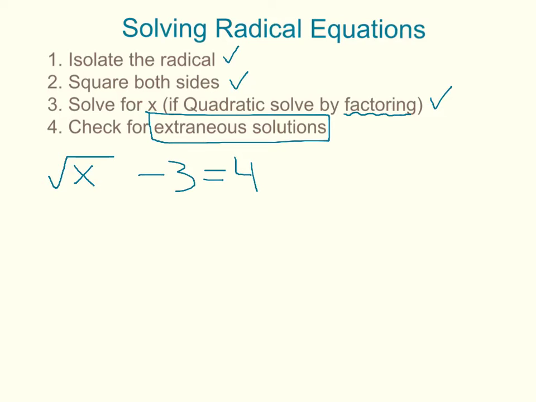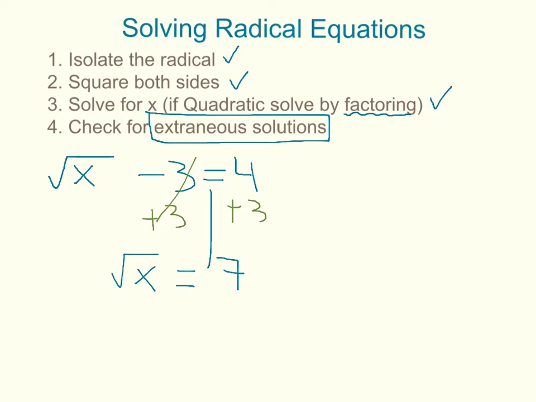So here's the first example, the square root of x minus 3 equals 4. We first want to isolate the radical, so we want that square root by itself, so we have to get rid of this minus 3. So let's add 3 to both sides. So the square root of x equals 7.